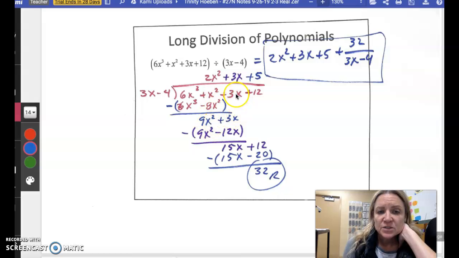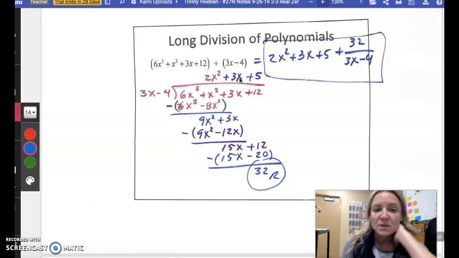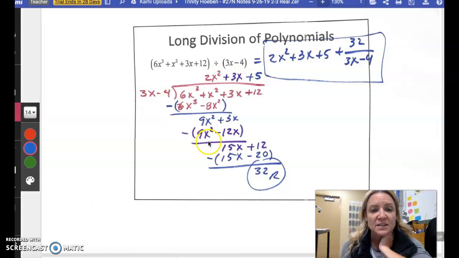The next step is to bring down, so we're going to bring down the plus 3x, and now we're going to divide. 3x goes into 9x squared, 3x times, so we write it above the x term. Now we're going to multiply. 3x times 3x is 9x squared, 3x times negative 4 is negative 12x. Now we subtract. 9x squared minus 9x squared is 0. 3x minus negative 12x, so we're actually going to add it. We get 15x. Bring down the last term, 12.